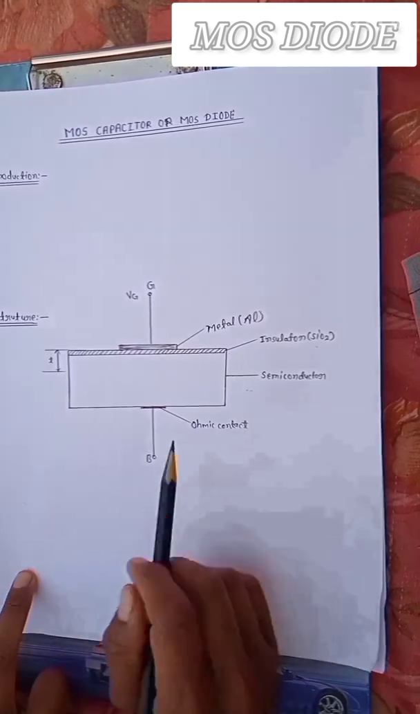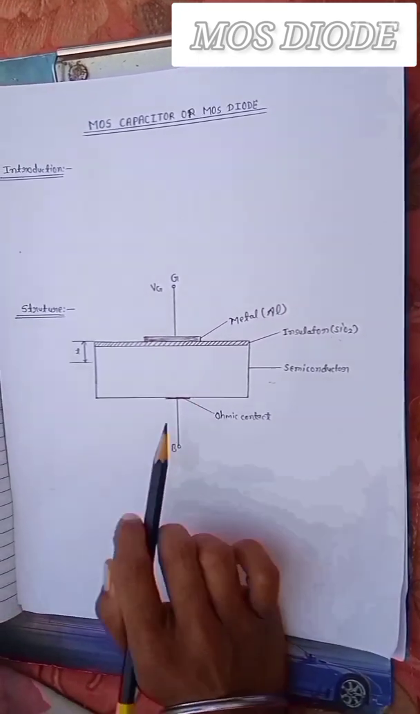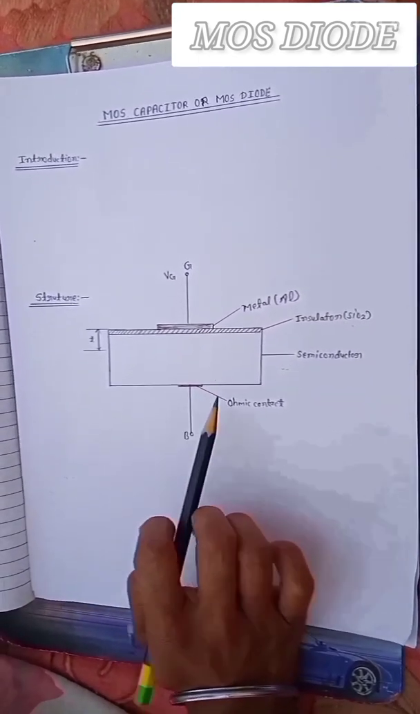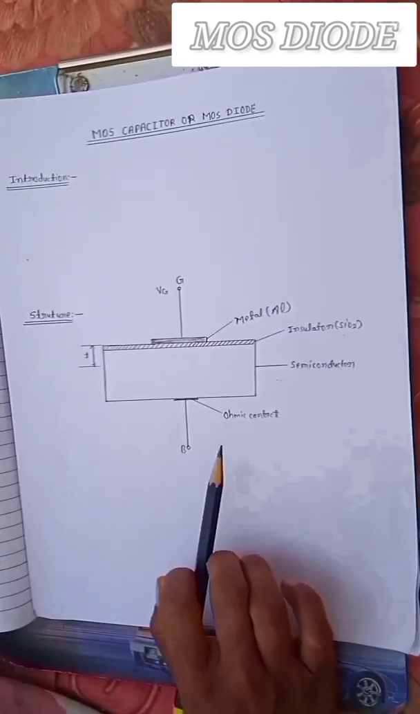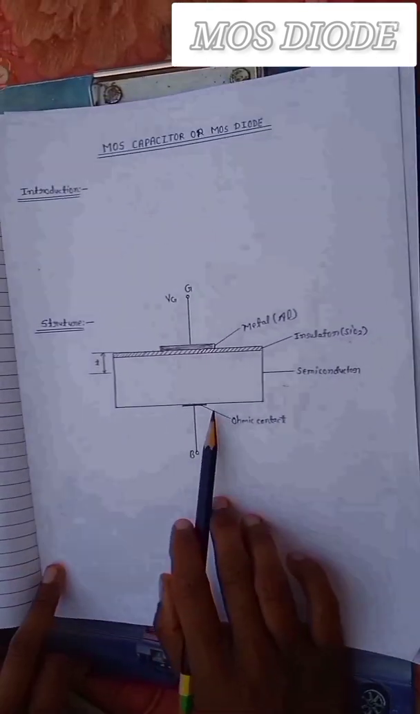When Vg is less than 0 volt, the metal plate is negatively biased, and when Vg is greater than 0 volt, the metal plate is positively biased with respect to the ohmic contact.